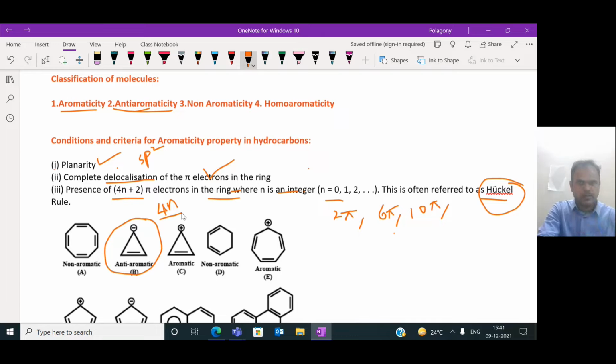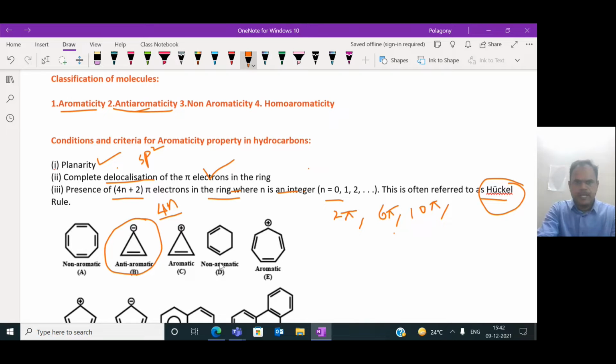So the 4n rule means, when n is equal to 1, there are 4 pi electrons present. In this there are 4 electrons present, the lone pair and this pi bond electrons. So following this 4n electrons rule, it is anti-aromatic. And look at this one. This is that aromatic compound. In this 2 electrons are present, so following this Huckel rule, it has aromatic nature.